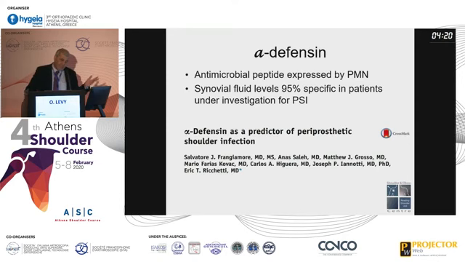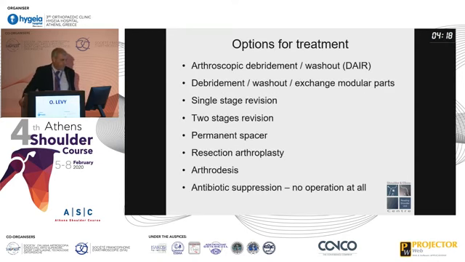Again, I said alpha defensin is not really great for P. acnes. And the options for treatment are arthroscopic debridement and washout with keeping the implants. So debridement, washout, and exchange of the modular parts. Single-stage revision, two-stage revision, permanent spacer, resection arthroplasty, arthrodesis, or antibiotic suppression for the rest of the life without an operation, again, in patients that are not fit for even a haircut.